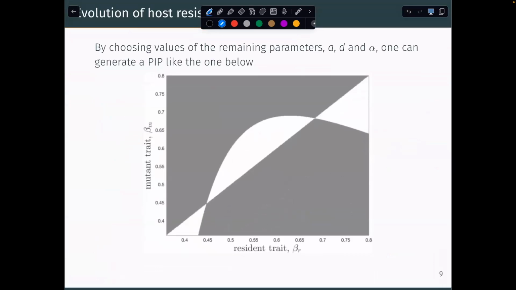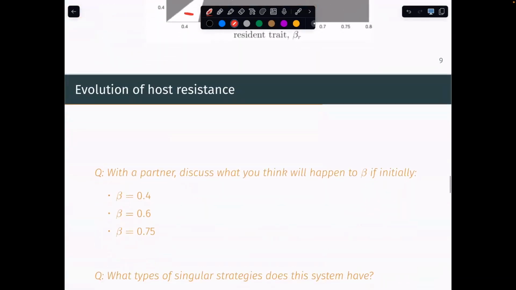So we just choose arbitrarily different parameters for other parameters in our model. In fact, we don't have this A in here at all. We just choose values for D and for alpha, various mortality rates. We can generate a pairwise invasion plot that looks something like this, perhaps. Here, our plus regions, our gray regions, are where our mutant invasion fitness is positive, and the white regions are where it's negative. So what I want you to do is to consider and discuss with a partner, preferably, what you think will happen to our beta.